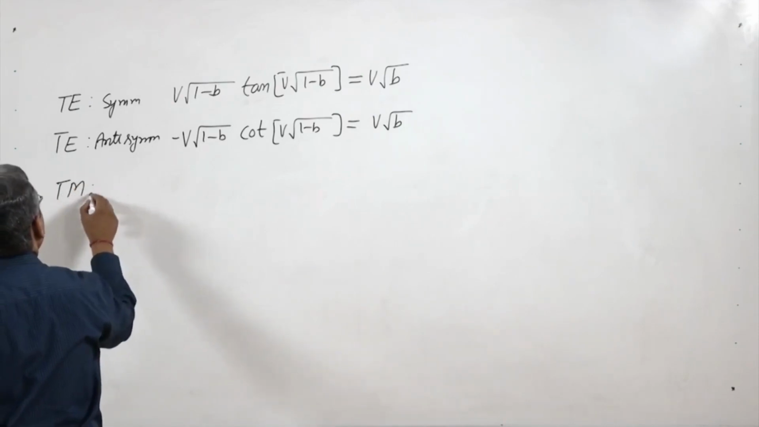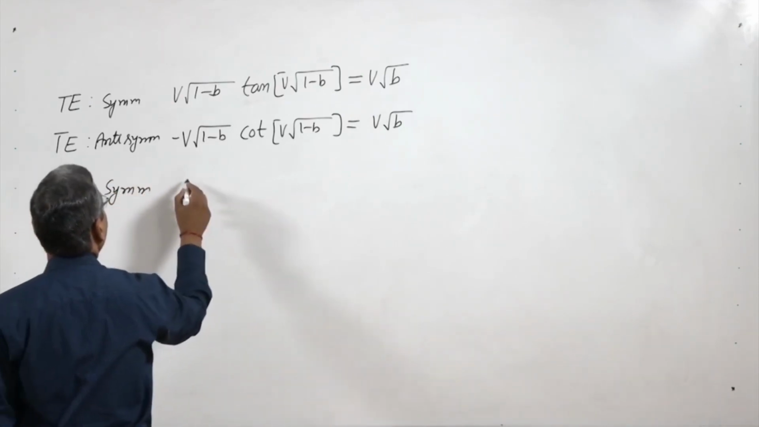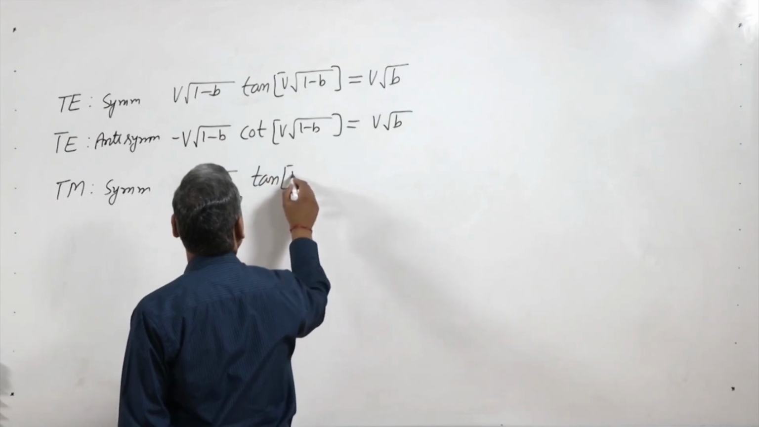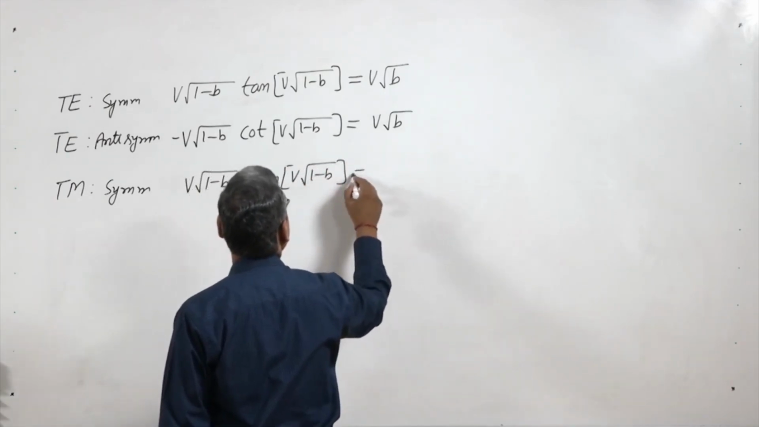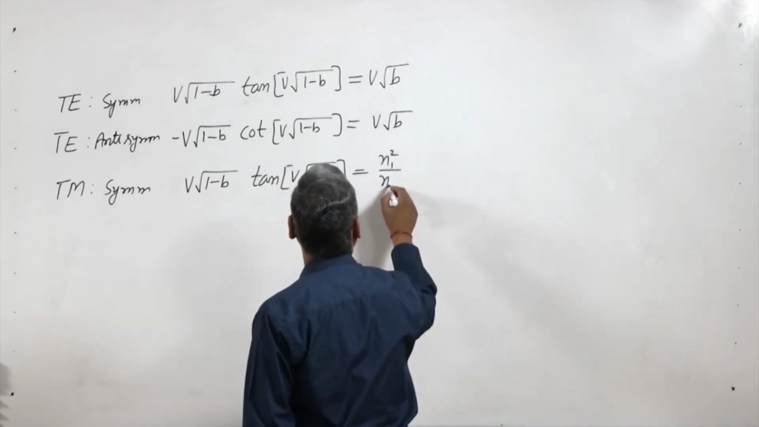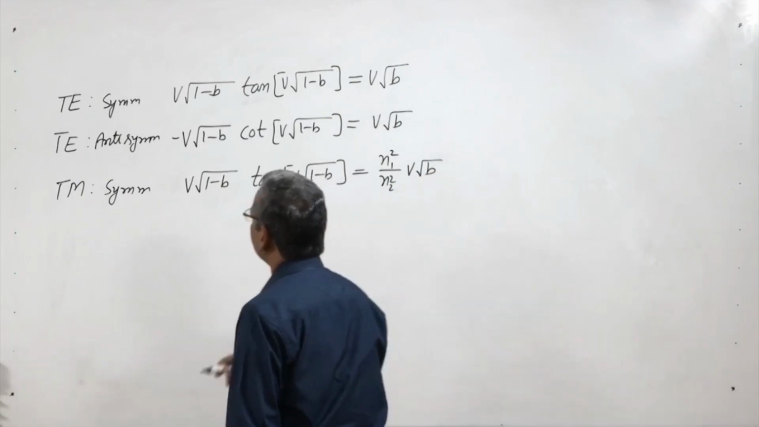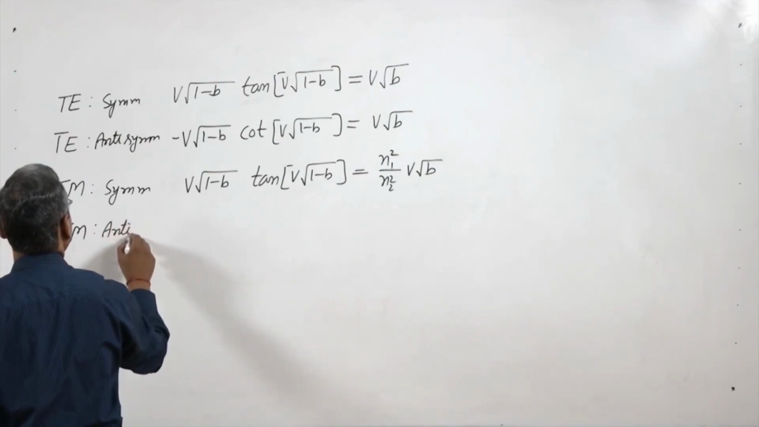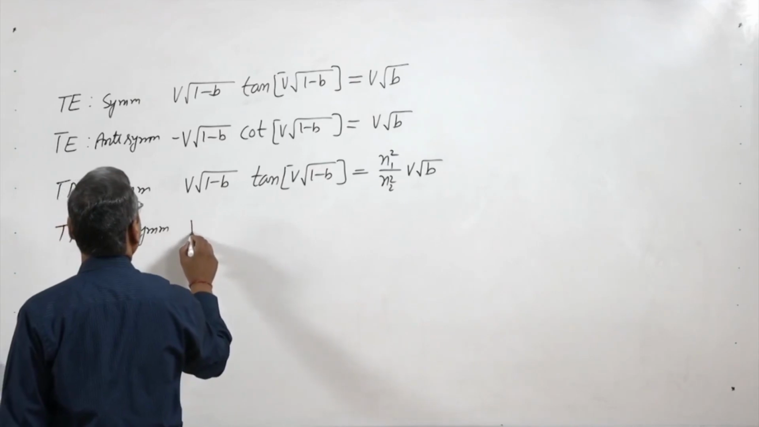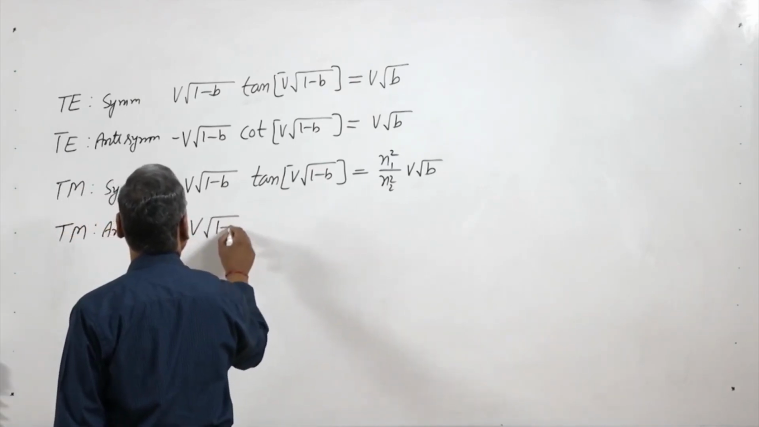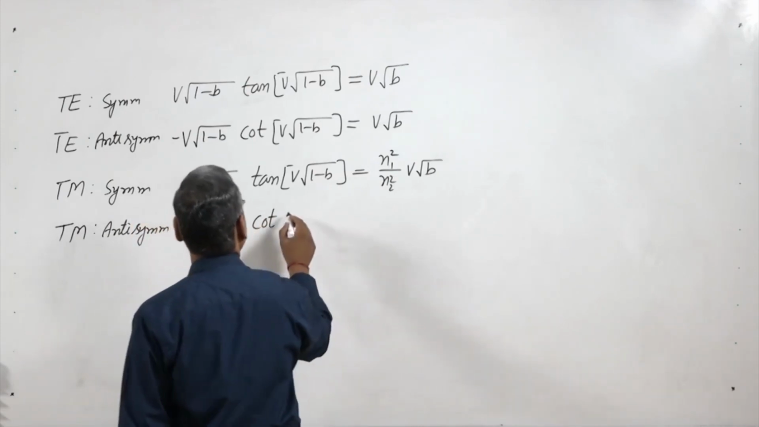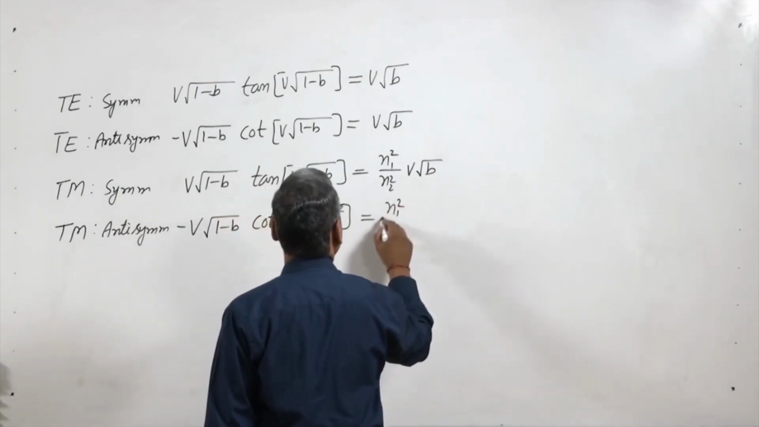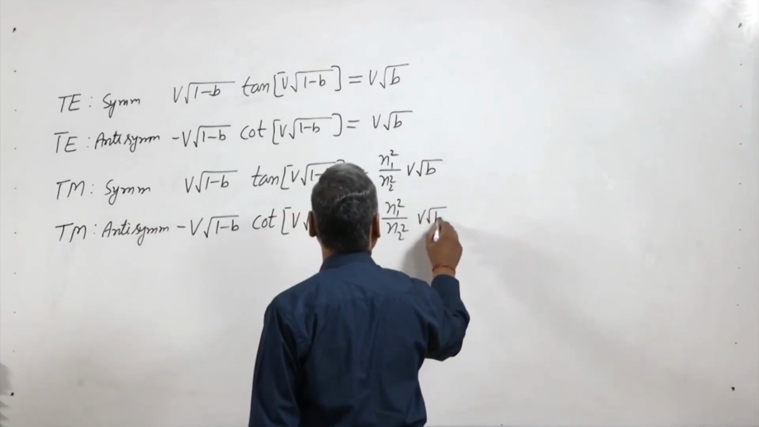TM symmetric is V square root of 1 minus B tan V square root of 1 minus B is equal to N1 square over N2 square V square root of B, and TM antisymmetric is equal to minus V square root of 1 minus B cot V square root of 1 minus B is equal to N1 square over N2 square V square root of B. Okay.